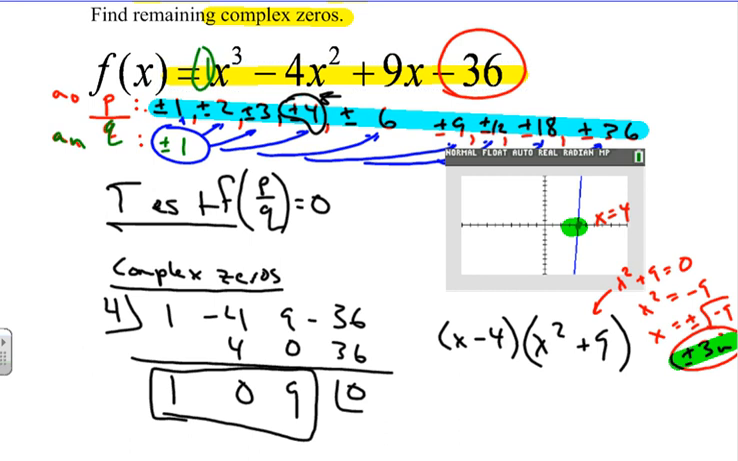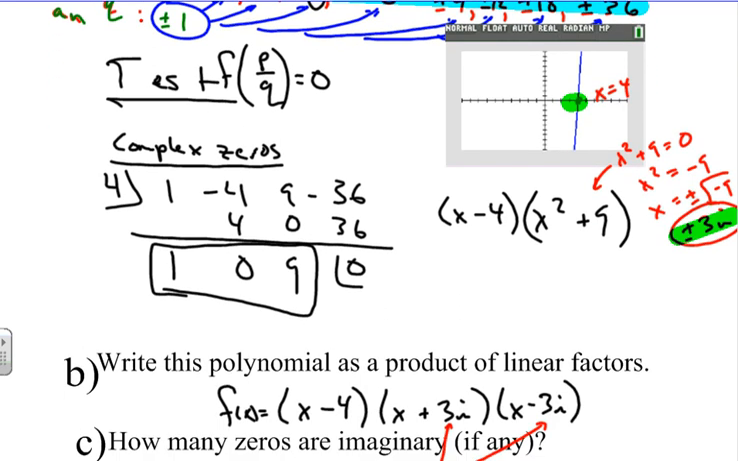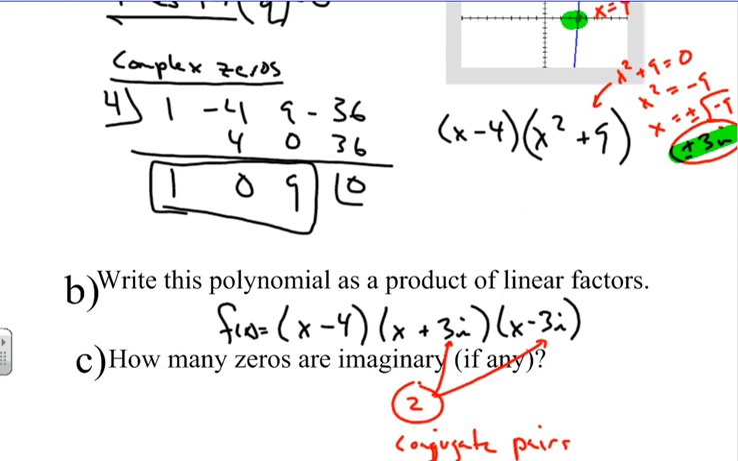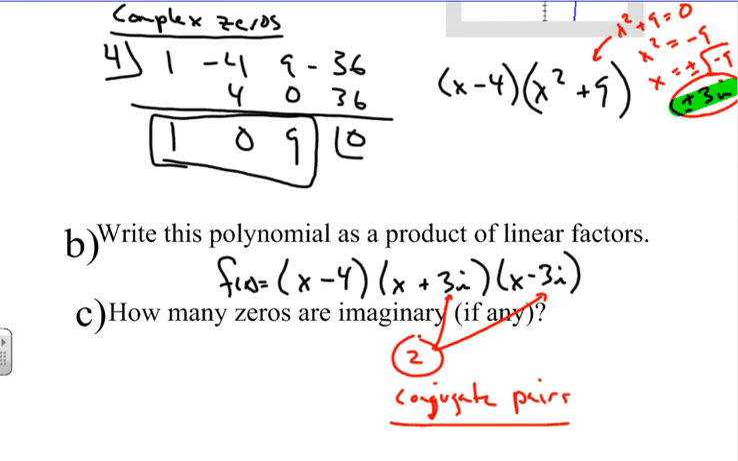Once we get that, we can find our remaining zeros when we get that done factoring, and then write out the product of linear factors like so.